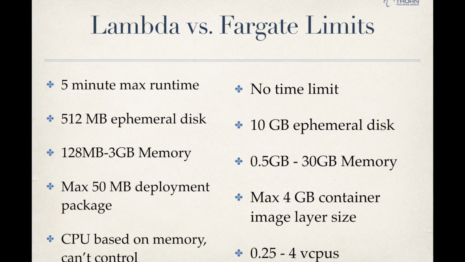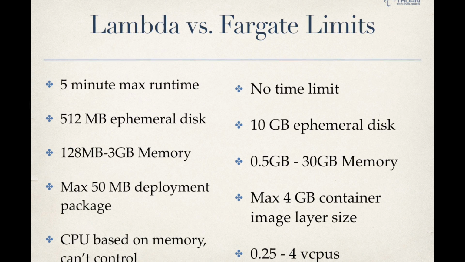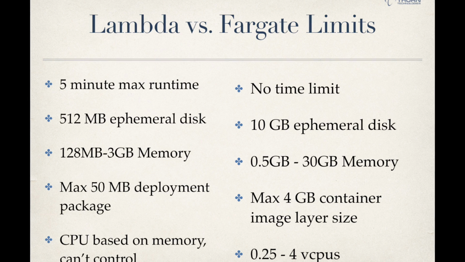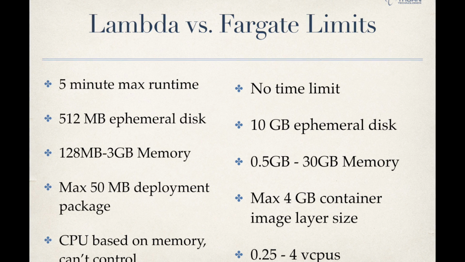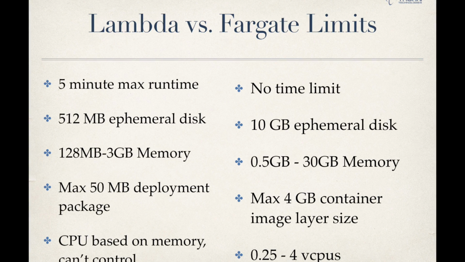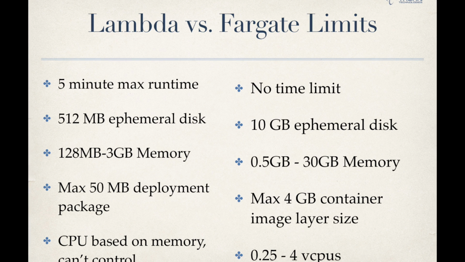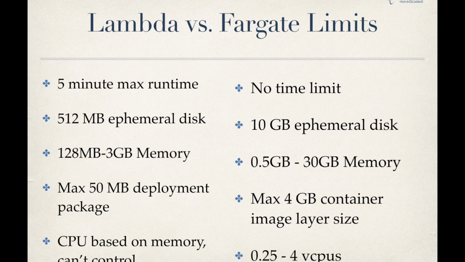With Lambda, you also can't control how much CPU you get. It's just based on how much memory you specify. With Fargate, you can specify between a quarter of a virtual CPU to four CPUs. So that's roughly equivalent to an extra large instance.